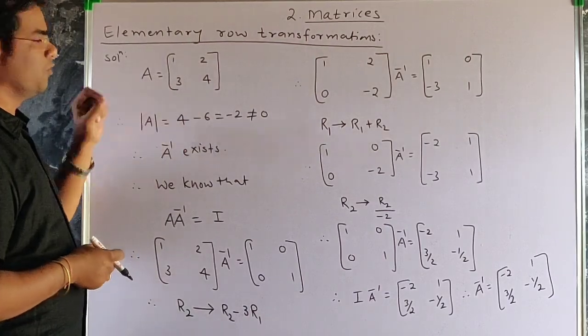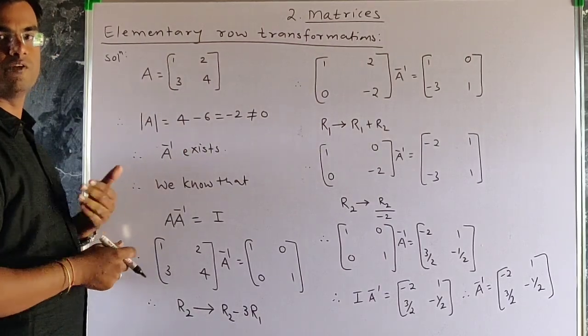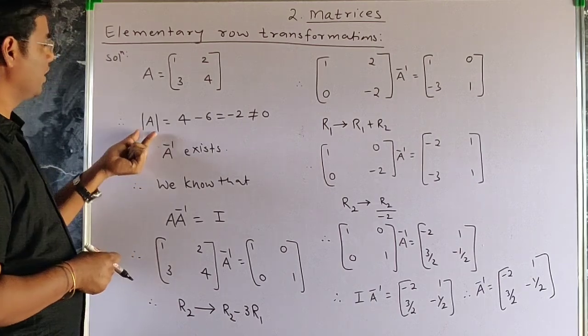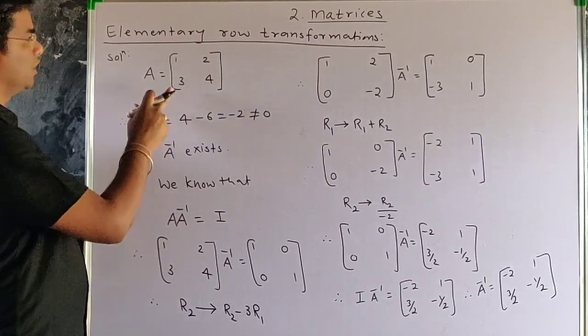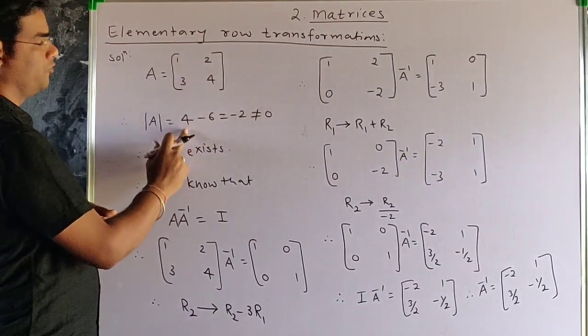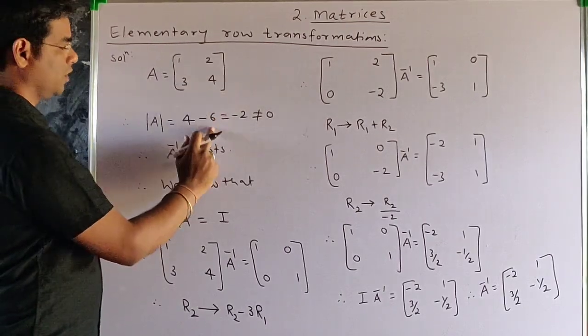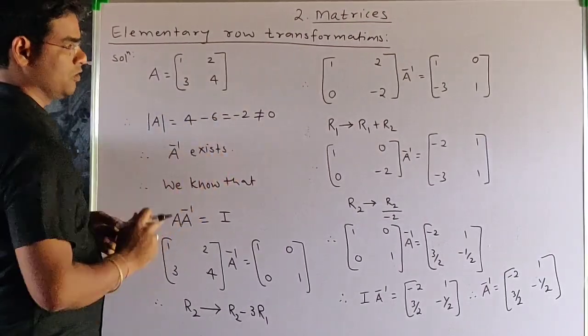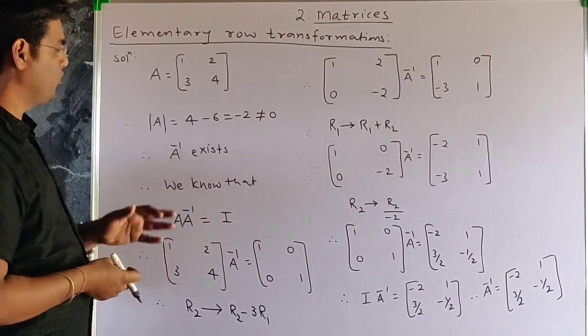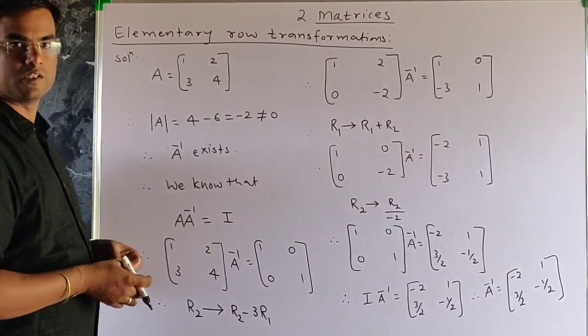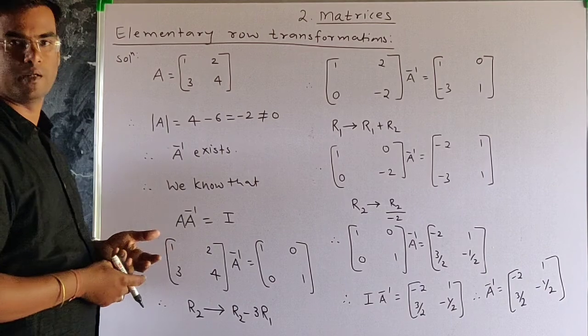First, for finding the inverse of a matrix, you have to check whether A inverse exists or not. For that you have to find the determinant of matrix A. So the determinant of matrix A is 1 into 4, that is 4, minus 3 into 2, that is 6. 4 minus 6 is minus 2, which is a non-zero number. Therefore A inverse exists. A inverse exists means A is an invertible matrix.